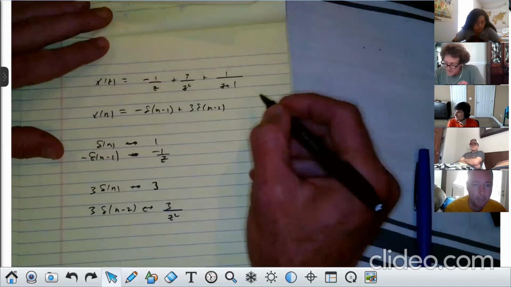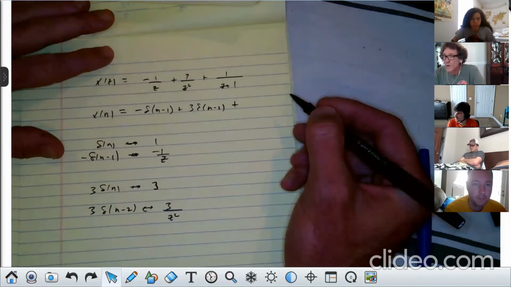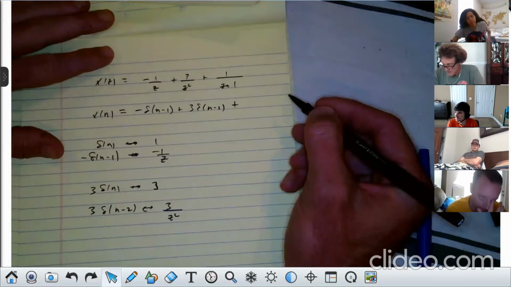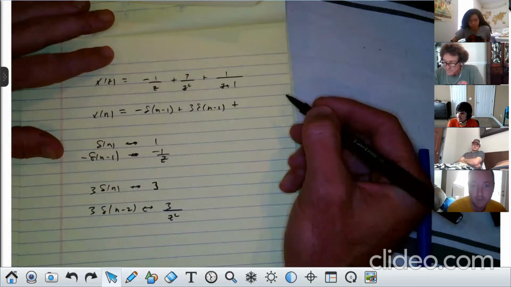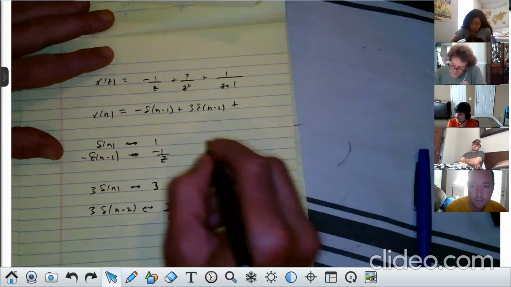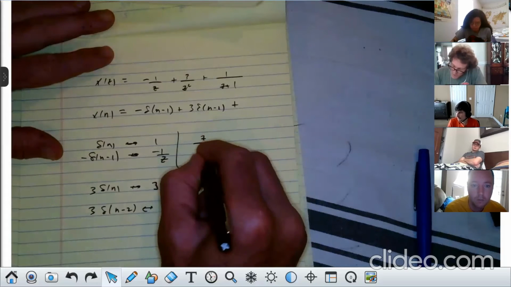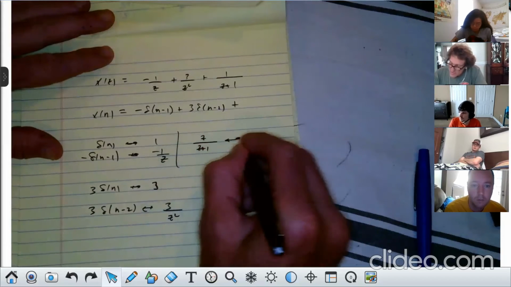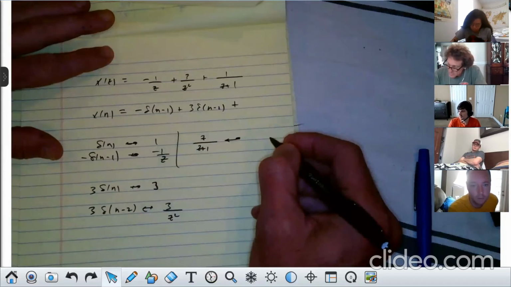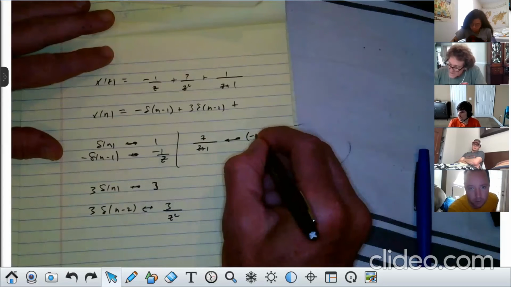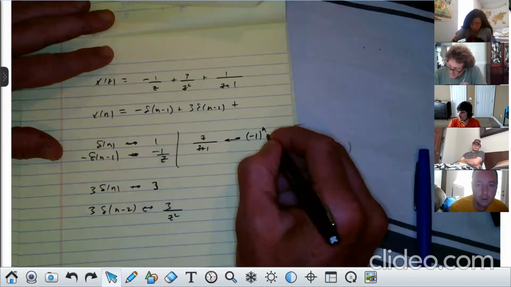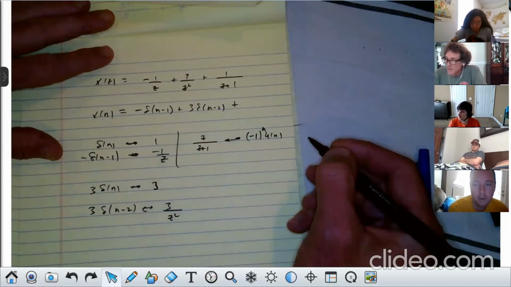What about this last term? Somebody do this for me. What are your thoughts on it? It looks like it should have a z in the top, but it doesn't. Stop right there. What if we had z over z plus 1? What does that go to in the n domain? Minus 1 to the n u of n. Remember, minus 1, right?